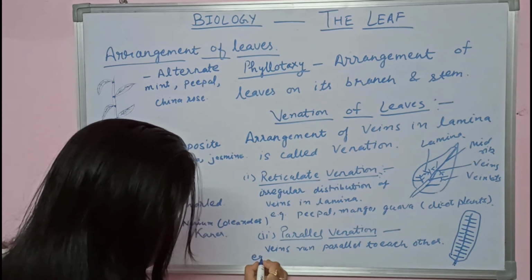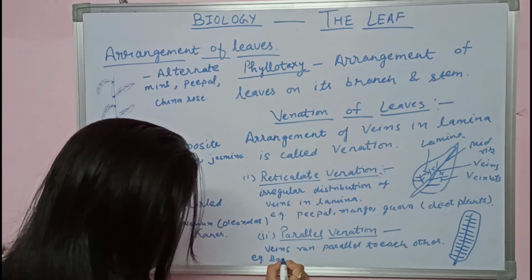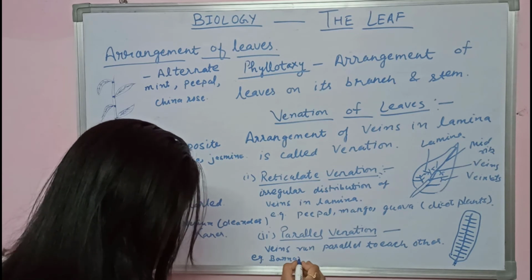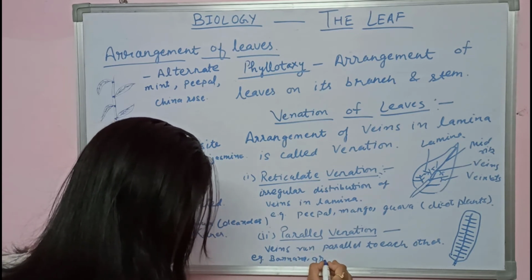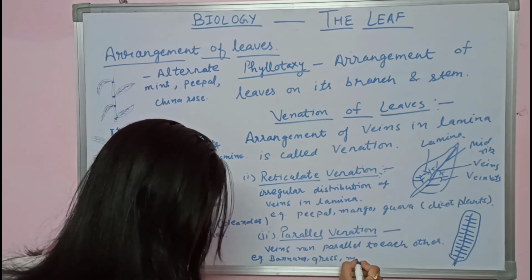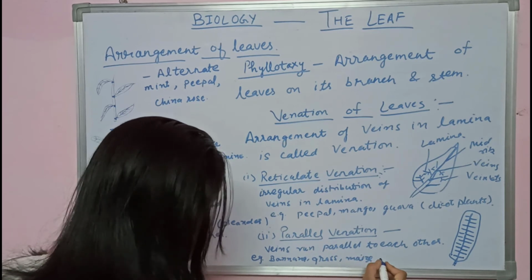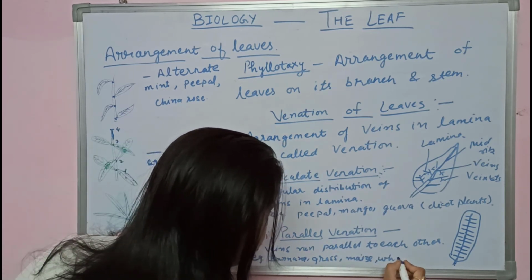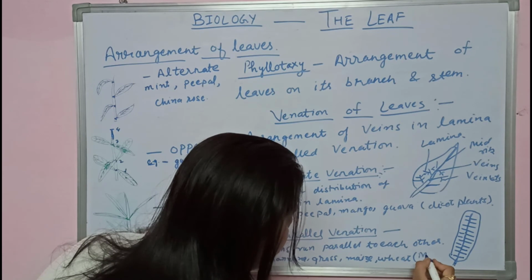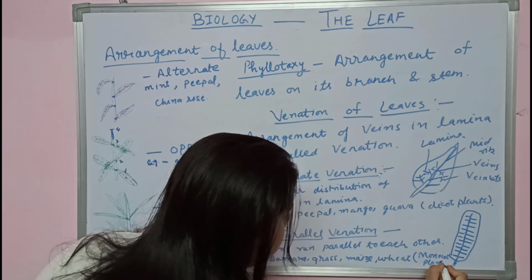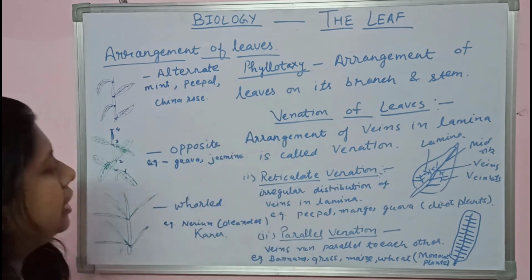So for example, you will find parallel venation in banana, grass, maize, wheat. Means mostly in monocot plants you will find this parallel venation.